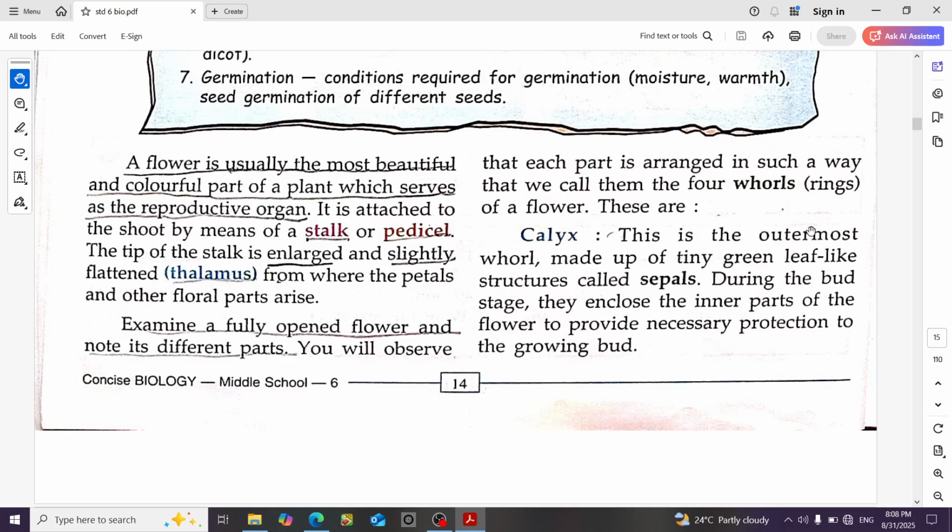Examine a fully opened flower. Note its different parts. You'll observe that each part has a particular arrangement. There are four whorls, which are also called rings. The first one is the calyx. This is the outermost whorl made up of tiny green leaf-like structures called sepals.